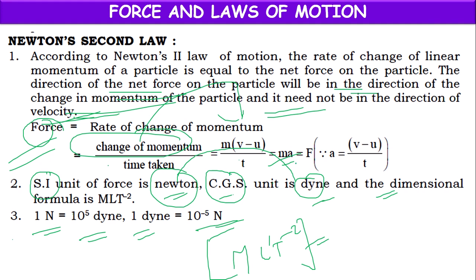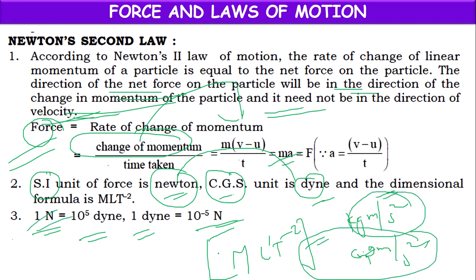The unit is also defined as kg meter per second square in the SI system, and centimeter gram per second square in the CGS system. This kg meter per second square is called Newton, and centimeter gram per second square is called dyne. 1 Newton equal to 10 power 5 dyne, or 1 dyne equal to 10 power minus 5 newtons.